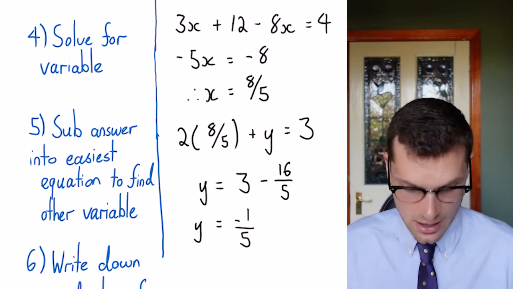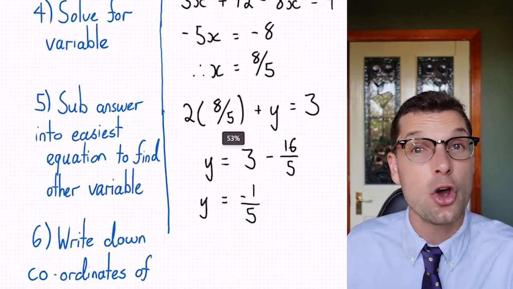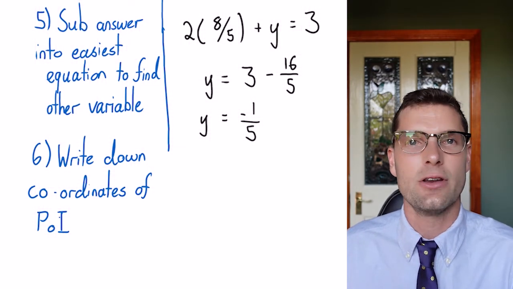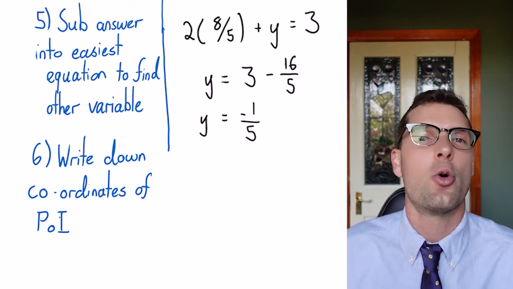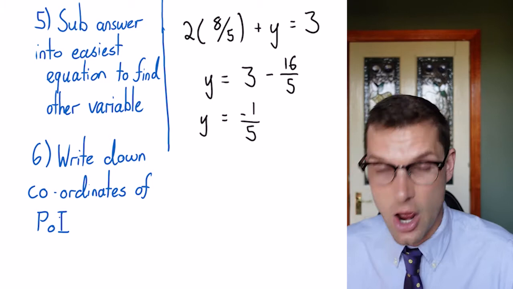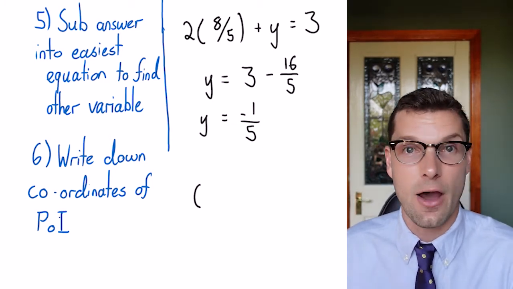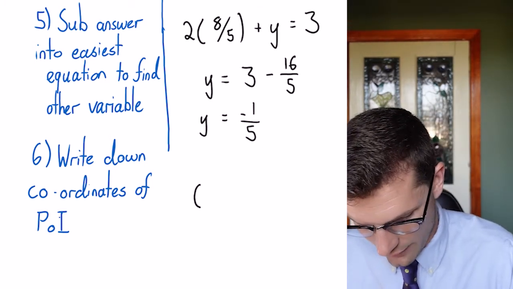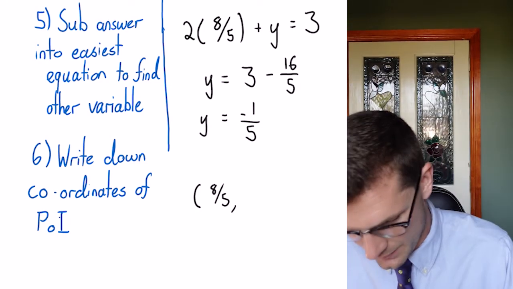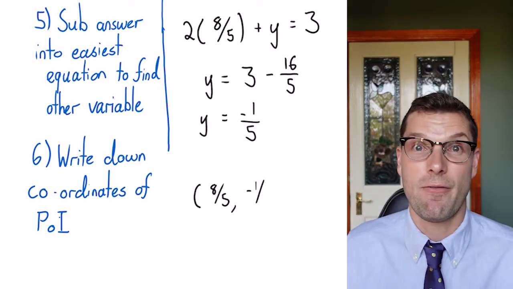The very last step is, because we've spoken about how graphically this coordinate is where these two intersect, we just have to write it down as coordinate points. So we know that x is 8 over 5. So 8 over 5, comma, y is negative 1 over 5. And that is our final answer.